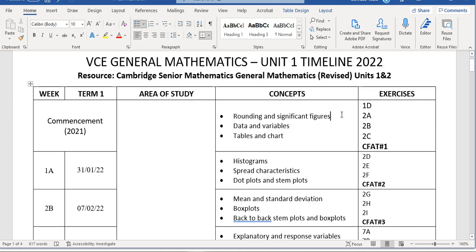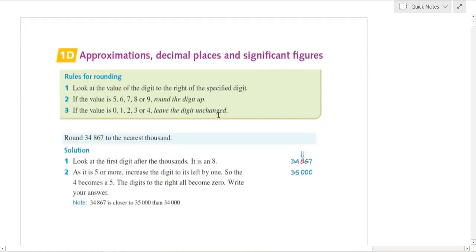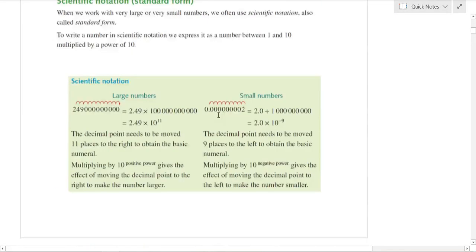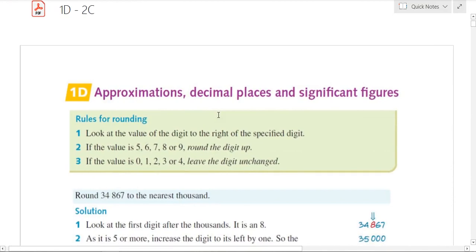First thing we're going to focus on today, and we may not even get to doing the work, is rounding and significant figures. So this first part here. Right, let's get into this. Approximations, decimal places, and significant figures.